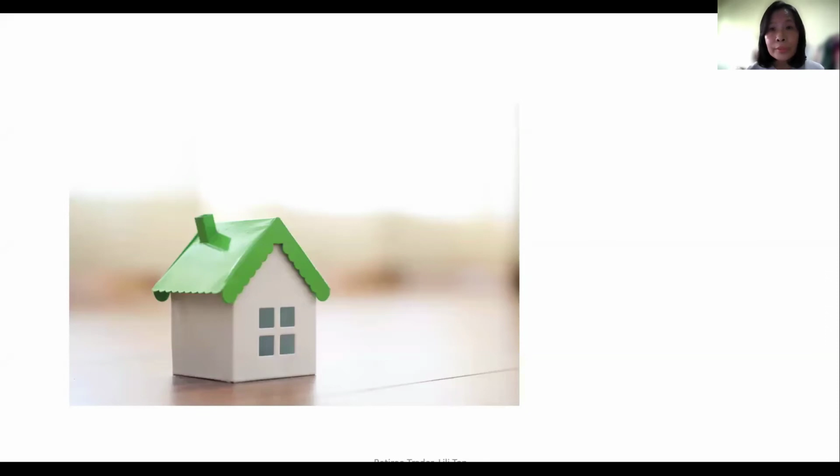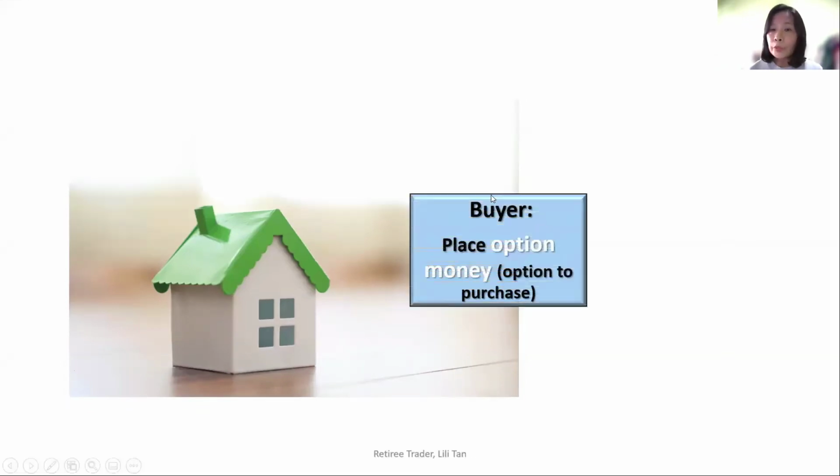The seller would sprightly say, of course I can take the house off the market, provided you put a deposit down, which is what we call option money or option to purchase. And the seller would also tell you, but I can't give you an indefinite period of time. You need to come back to me, let's say within 30 days to finalize your deal. Otherwise, the option money that you place with me will be forfeited and I will put my house back on the market to be sold.